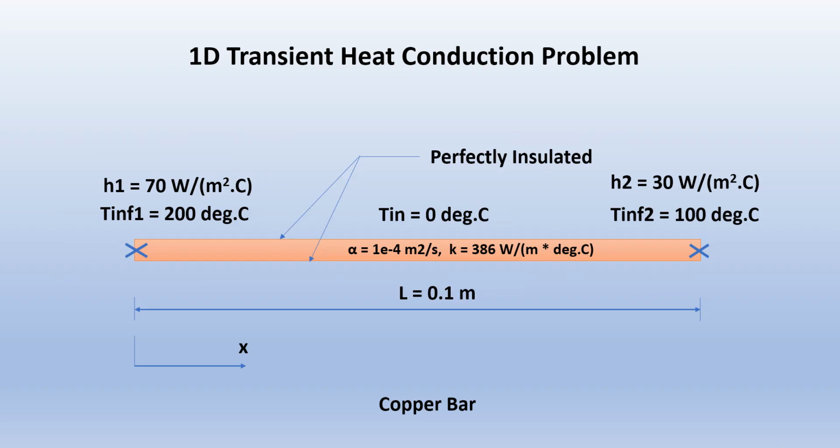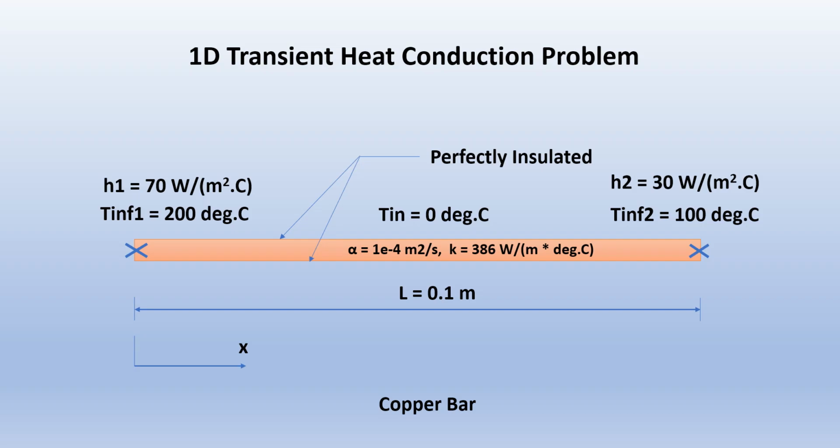Our problem is shown here. We have a 0.1 meter long copper bar. The initial temperature of the bar is kept at 0 degrees Celsius. Alpha and K are the material properties of the bar. Alpha is the thermal diffusivity, which equals 1e-4 meter square per second. K is the thermal conductivity and is equal to 386 watts per meter degree Celsius.